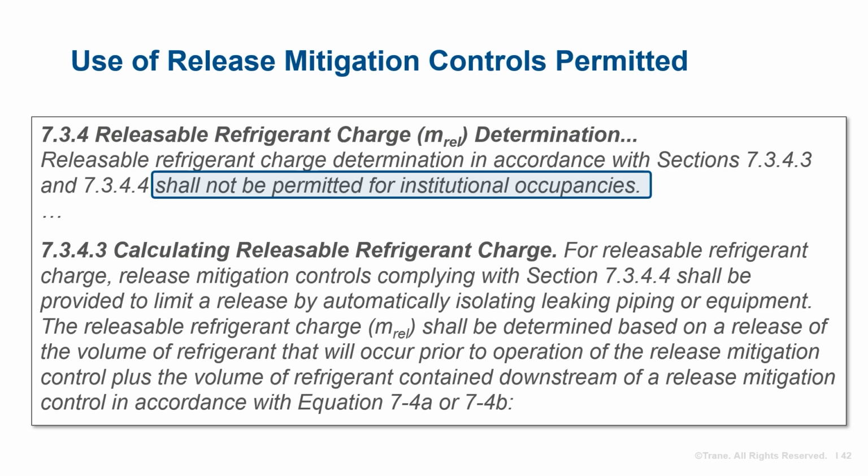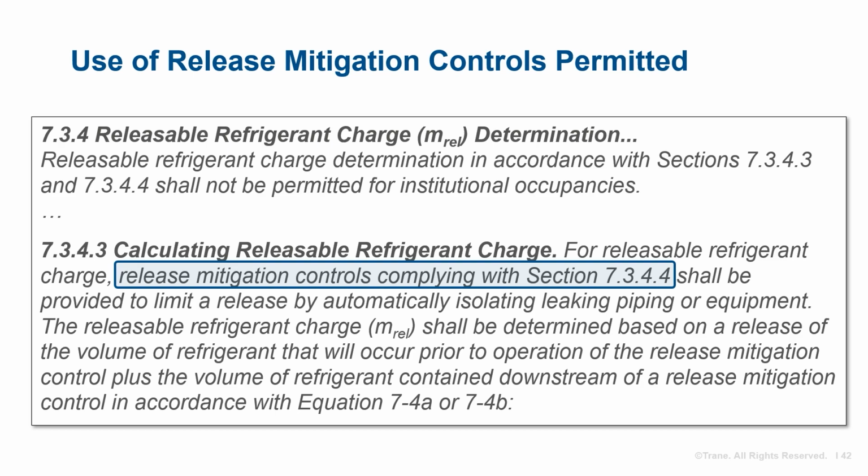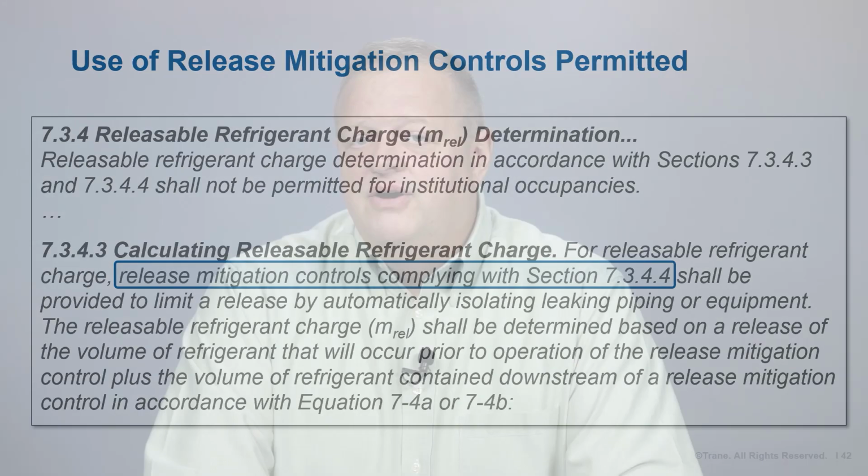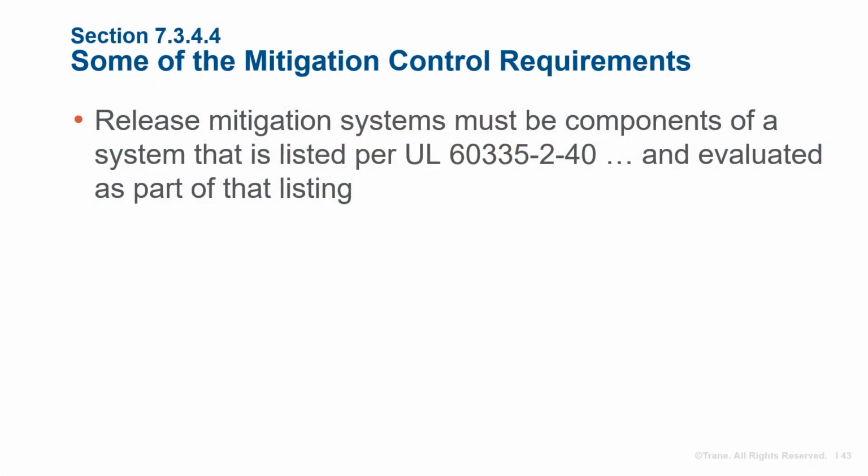Now, it's important to note that Standard 15 does not permit reducing the releasable charge using these controls for an occupancy classified as institutional. And in order to take credit for these controls when calculating the releasable charge, they must comply with all the requirements listed in the standard. Now, I don't have time to talk through each of those requirements today, but I'll highlight a few. First, the release mitigation controls must be components of equipment that is listed, not an add-on in the field.